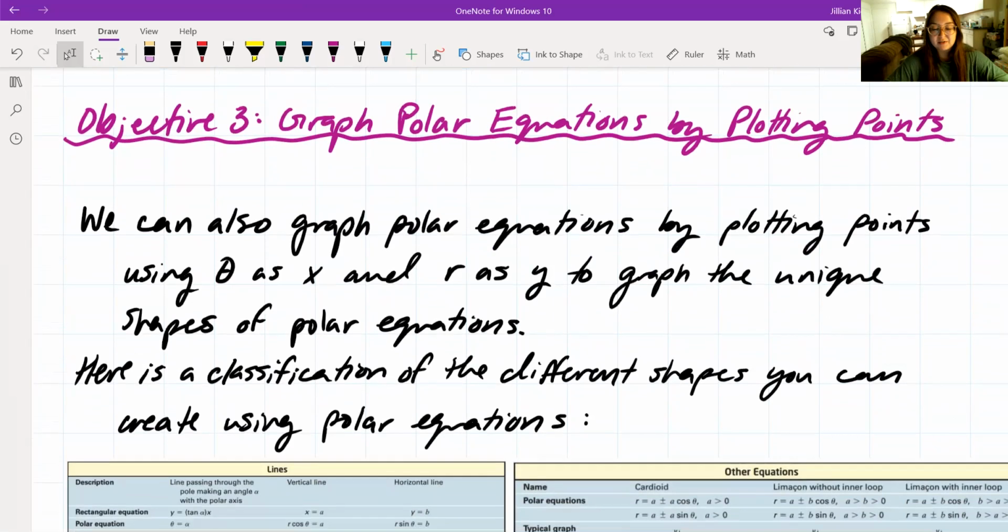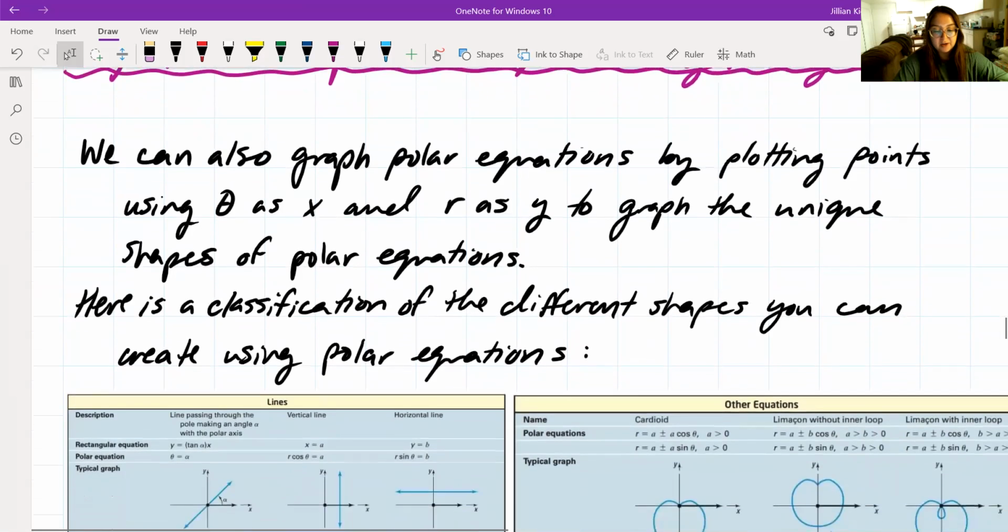And last, we have objective 3. We want to graph polar equations by plotting points. So we can also graph polar equations by plotting points using theta as x and r as y to graph the unique shapes of polar equations.